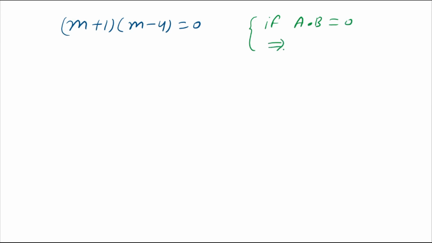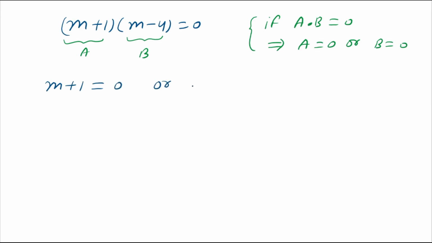We have (m plus 1)(m minus 4) equal to 0. If we apply this rule, if a times b is equal to 0, this implies a is equal to 0 or b is equal to 0. Then m plus 1 is a and m minus 4 is b. So m plus 1 is equal to 0, or m minus 4 is equal to 0.